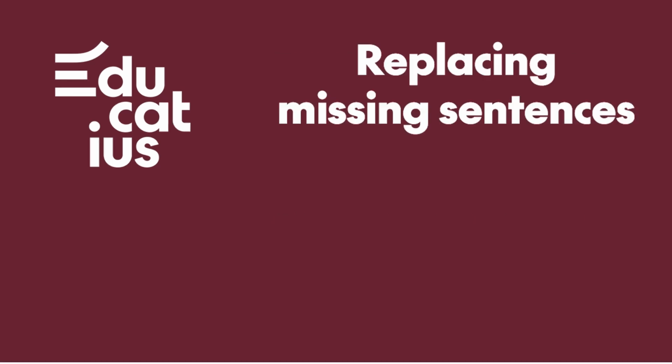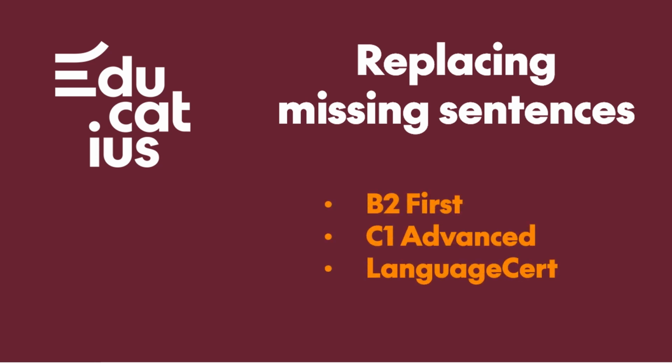Today I want to focus on the type of exercise where you have to put sentences which have been removed from an article back into the text. Now the example that I'm going to use here is from a B2 First practice paper, but this type of exercise is also part of the C1 Advanced exam, and it also occurs on the LanguageCert test, so it's quite a common way of testing your understanding of English.